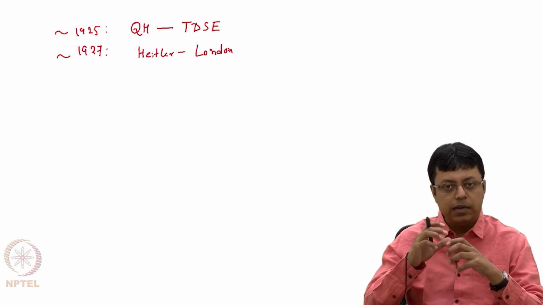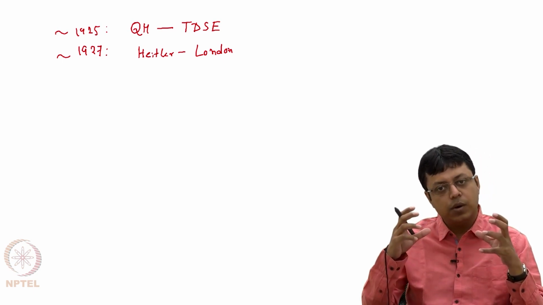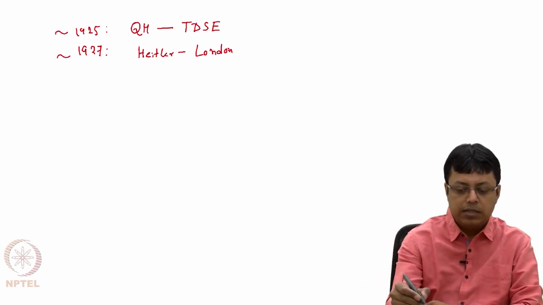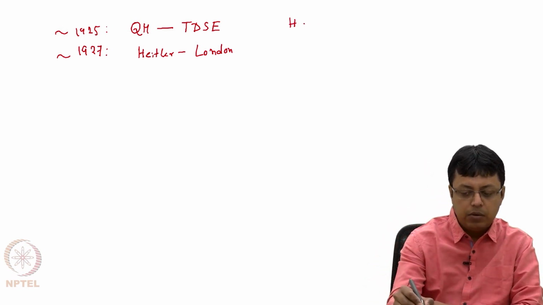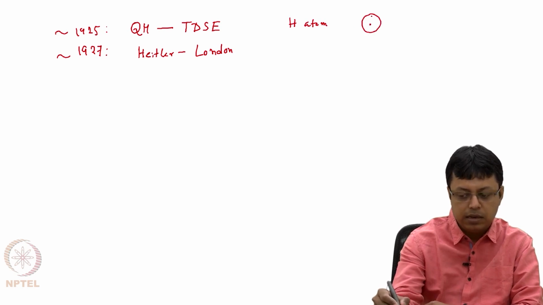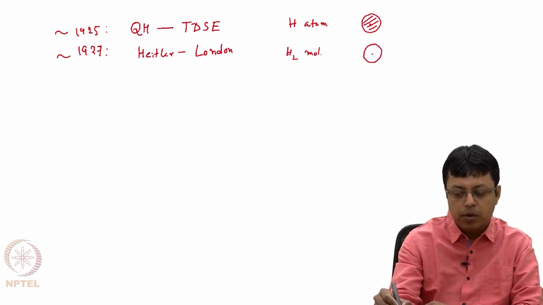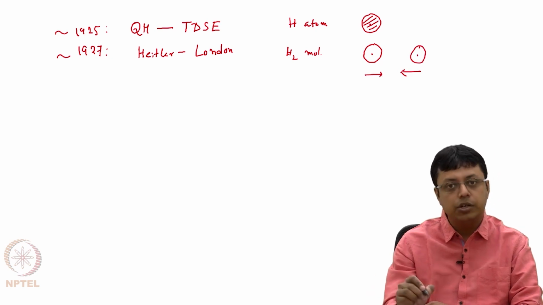Now after that, Heitler and London asked what change happens when you go from the hydrogen atom to the hydrogen molecule. So let's say I have a hydrogen atom, and I just denote it like this. It has a nucleus and an electron cloud around it, and then I'm now talking about the H2 molecule. Heitler and London basically asked what happens if I bring these two atoms closer together, what will be the energy of these two.